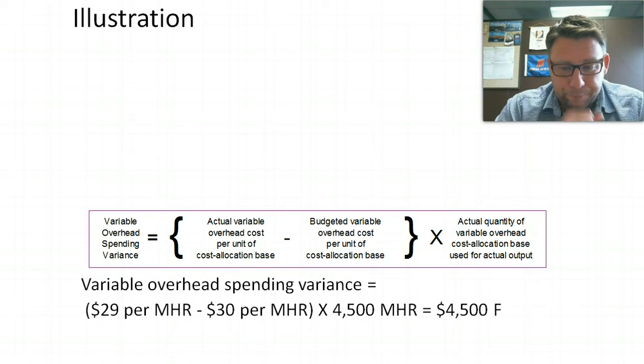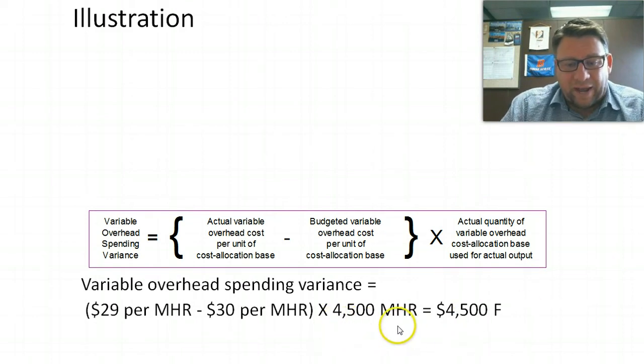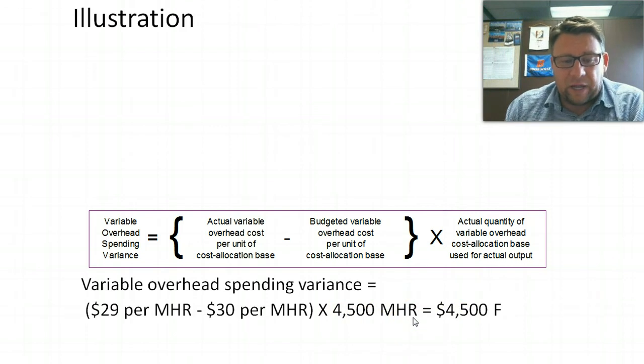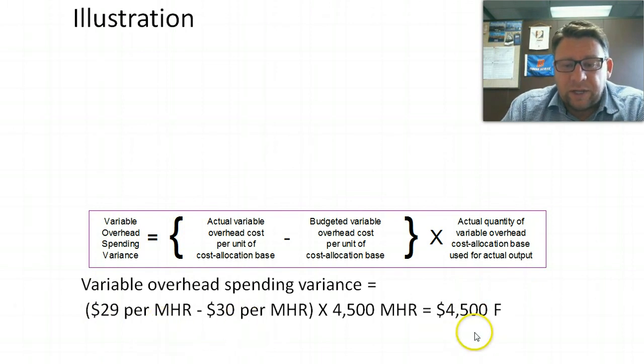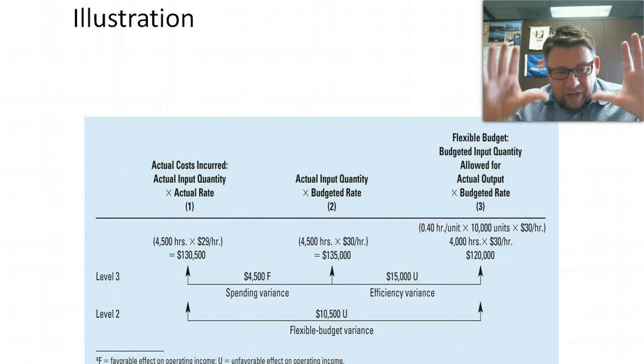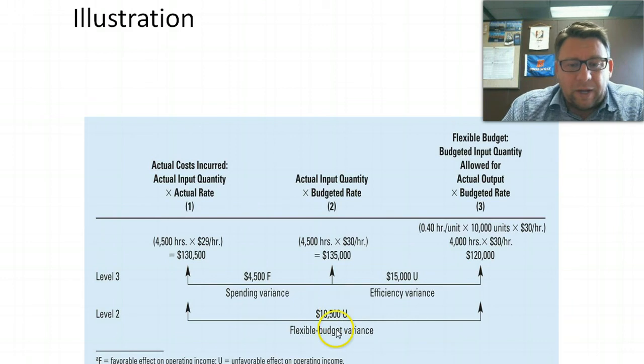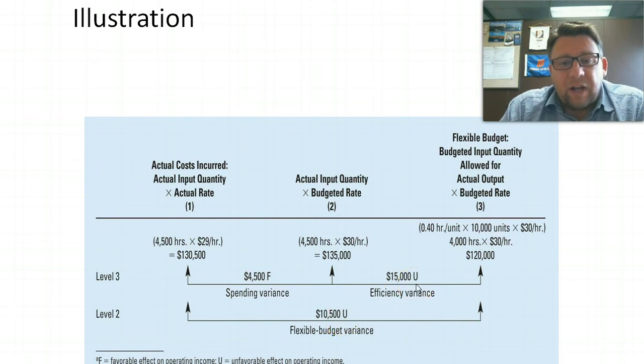Spending, in this case, we're using the actual machine hours, so we're holding that level constant and seeing what the difference in costs was. We already had calculated from that previous slide $29 per machine hour versus $30 per machine hour, and so in this case we had a spending variance that was favorable. And so we put those together with our level 2 and level 3 analysis, and so the 10,500 unfavorable flexible budget variance is explained by a 15,000 unfavorable efficiency variance and a 4,500 favorable spending variance.